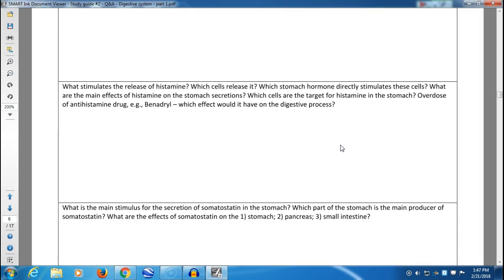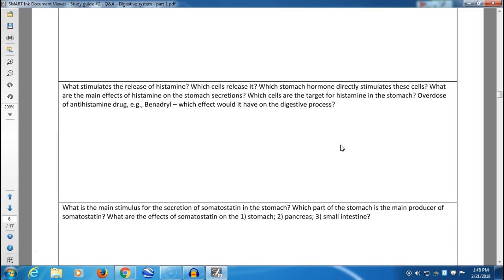And yeah, that's kind of it. And yeah, gastrin stimulates histamine release. So say if you overdo Benadryl, what you get in addition to being sleepy? Constipation.